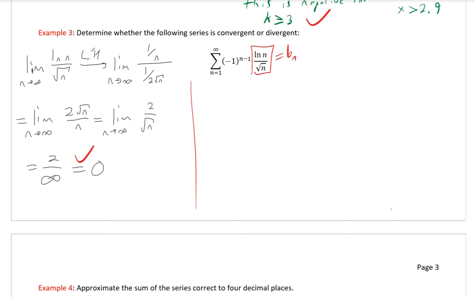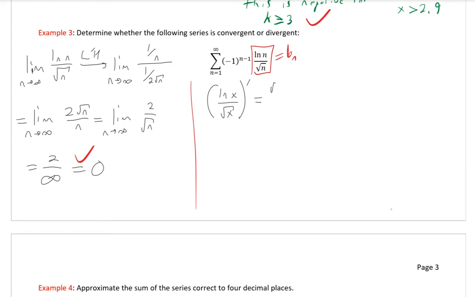Now for the second part, looking at this, it seems like it's going to be kind of hard if I try to do b sub n plus 1 less than or equal to b sub n. This really works for more simplistic things, like what we did with the alternating harmonic series earlier. A lot of times, it's better to treat this as a function and find the derivative of the function. So that's what I'm going to do. I'm going to take natural log of x divided by square root of x, and take the derivative of this.